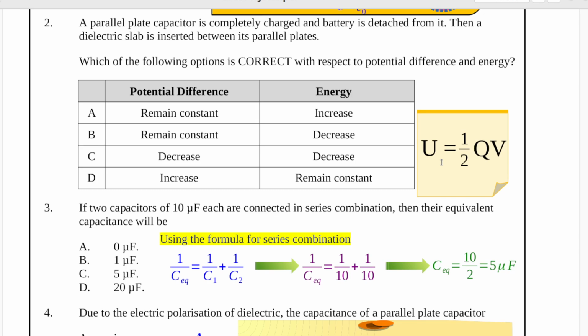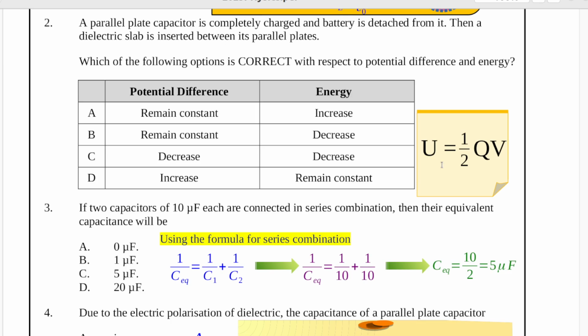Dear students, keep in mind that whenever you insert a dielectric slab between parallel plates of a capacitor, the potential difference always decreases. So as the potential difference between those plates decreases, the energy between these parallel plates also decreases.